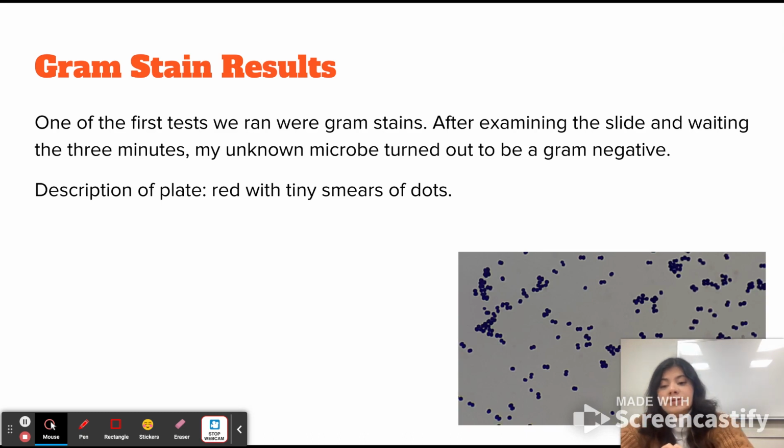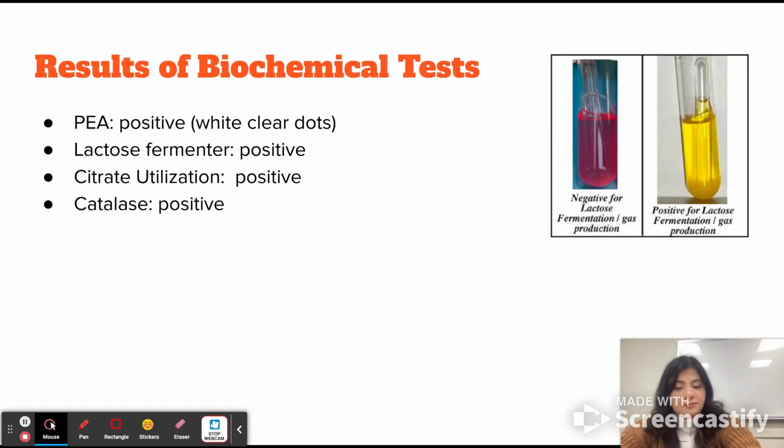One of the first tests we did was a gram stain, and what a gram stain basically does is show what your bacteria is, whether it's going to be a negative or a positive. And for this case, for my unknown, I was gram negative. To determine whether it's positive or negative, you have to see the color and any sort of shape that you see. So for me, there were red, tiny smear dots. So this resulted in me having a negative. But if you see any color of purple, then that means it was a positive. So I had a gram negative.